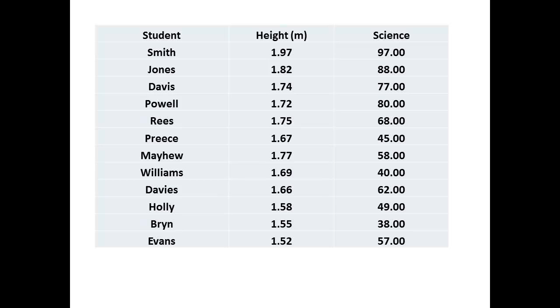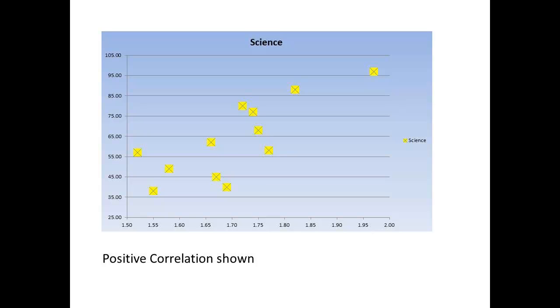The data set here looks for a relationship between height and a mark for a science test. The data appears to show a positive correlation. The marks increase with height. This would be unexpected, but it might be that this data was obtained from students of different ages. Younger students would tend to be shorter and would have less knowledge compared to the older students.